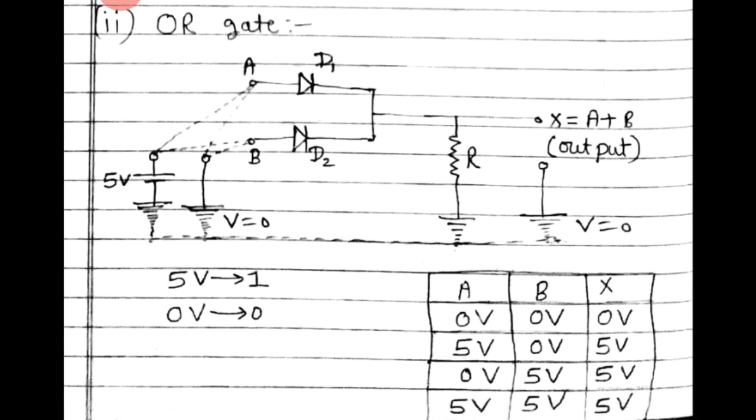So these are the AND gate and OR gate, and we will discuss the NOT gate in our next video.